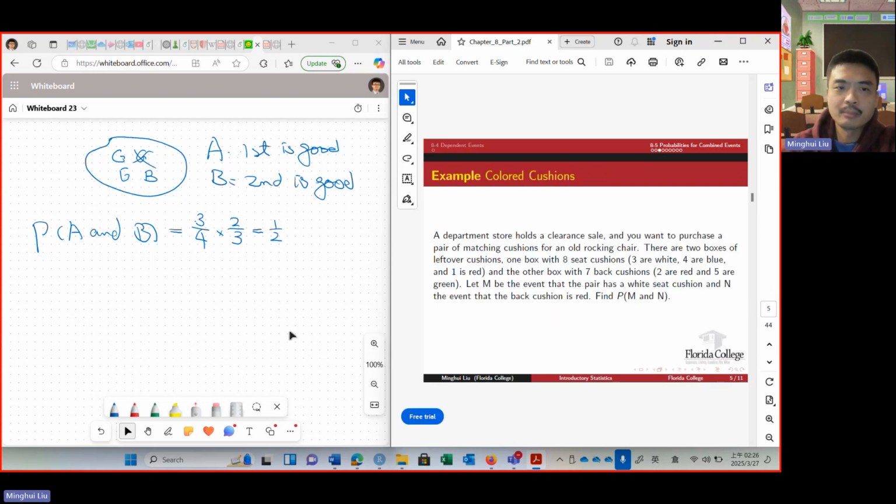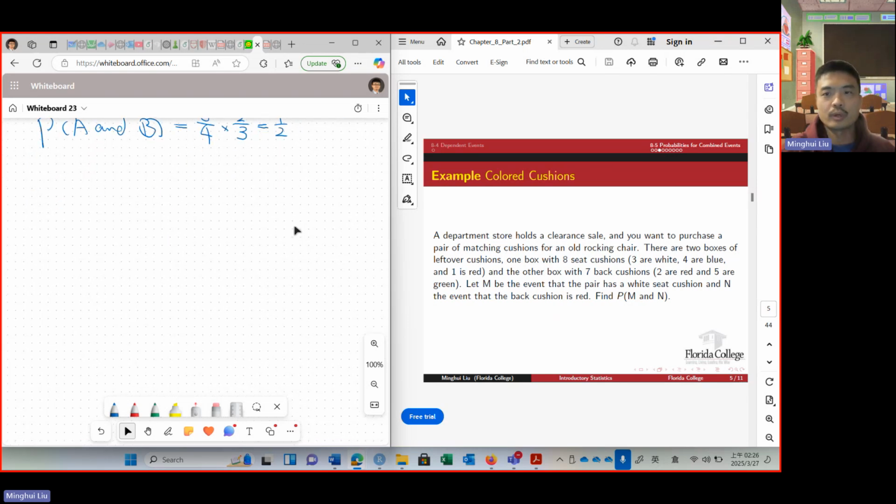So let's take a look at this example. Suppose that a department store holds a clearance sale. This is the same scenario set up as we have seen before. And two boxes, one box with the seat cushion. So there is a seat cushion with 3 white ones and 4 blue ones. Of course, you don't really know which one is which unless you look at it. And then 1 red one. So this is the seat cushion. On the other hand, you have back cushions. So for the back cushions, you have 2 red ones as well as 5 green ones.